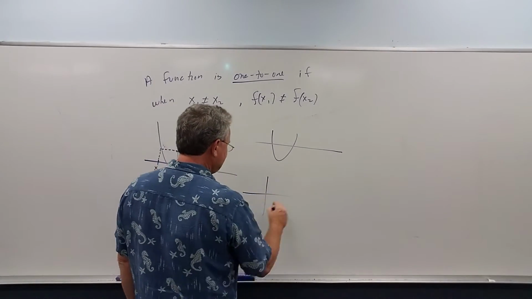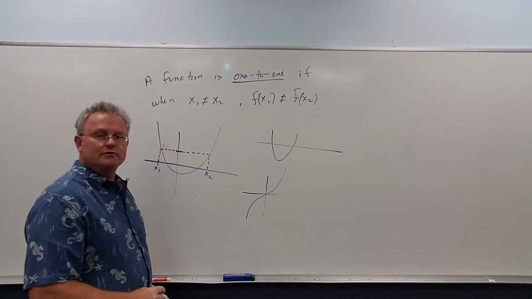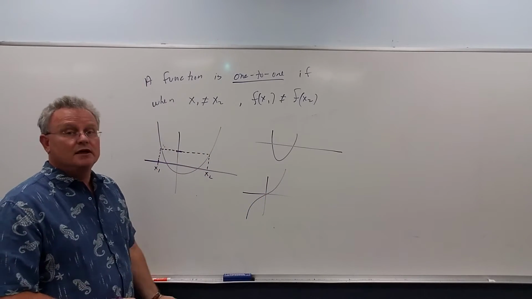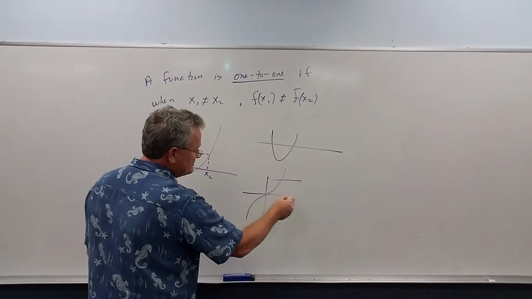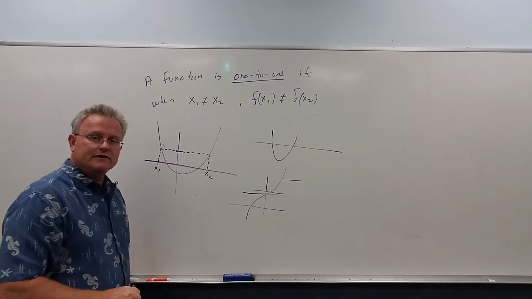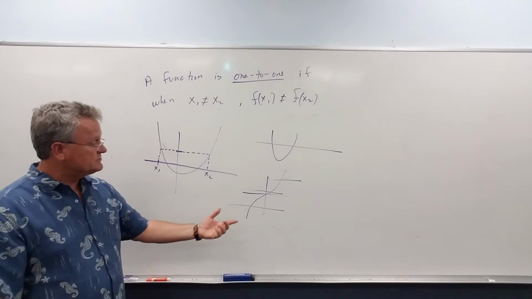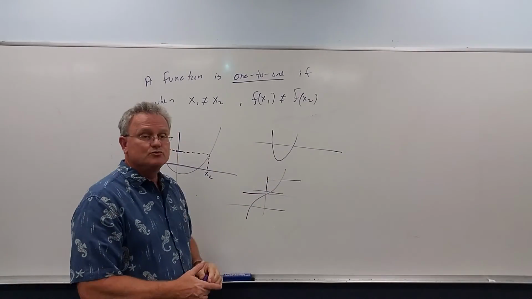So, is that graph one-to-one? Yes. It passes any horizontal line that I draw, only crosses once. So this graph is one-to-one.